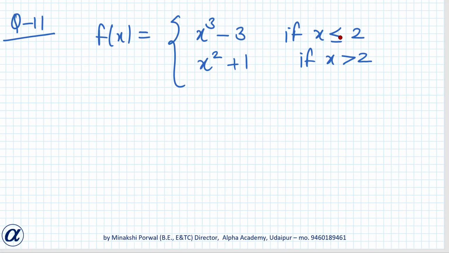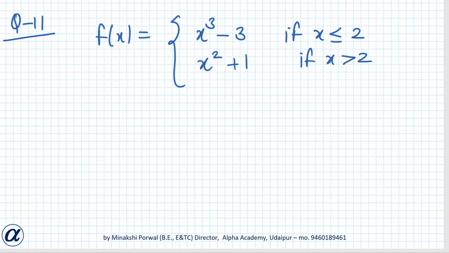So here we need to check. For the left hand limit, the value will be 2 cube minus 3. So 2 cube minus 3 means 8 minus 3, that will be 5. When x is greater than 2, it is 2 square plus 1, it is also 5. And when x equals 2, its value will be this. So it is a continuous function. I have already done many such questions, so you have to write in that way only. But basically we know the answer before solving the question.